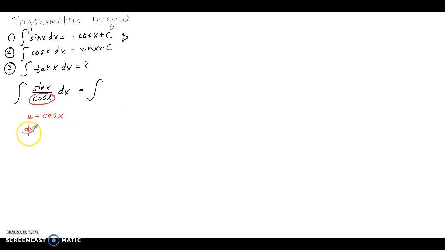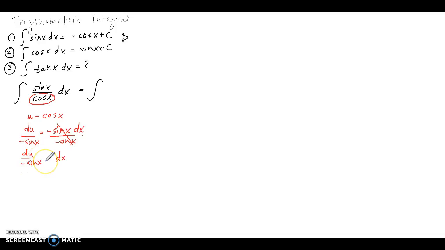So our du dx is equal to negative sine x. Sorry, negative sine x. If I multiply by dx, then I get du equals negative sine x dx. And then if I divide by negative sine x on both sides, then I'll get what dx equals. dx equals du over negative sine x.